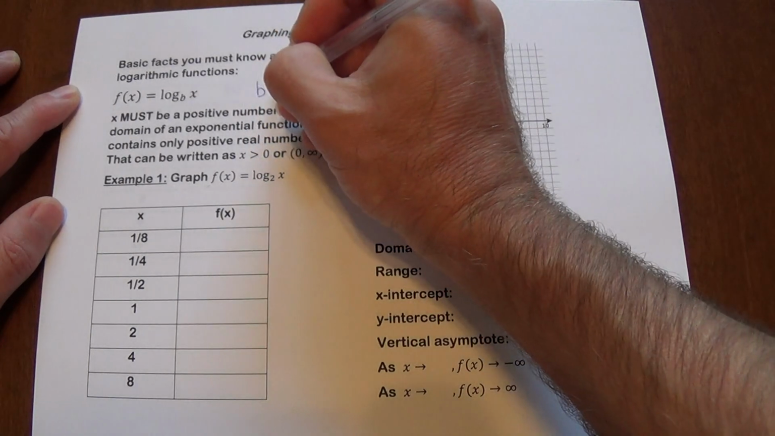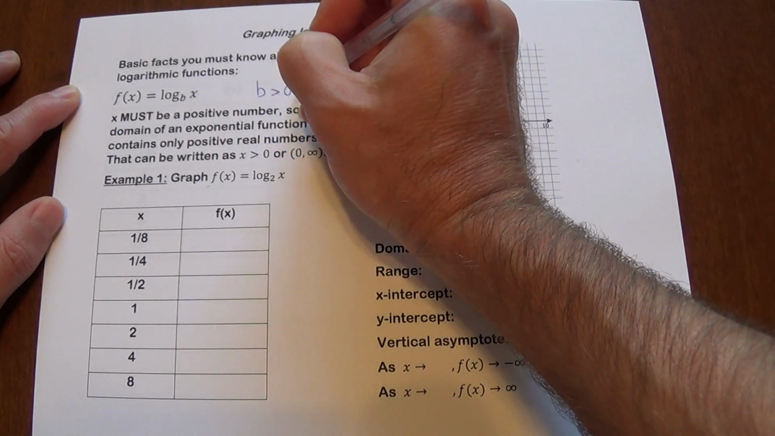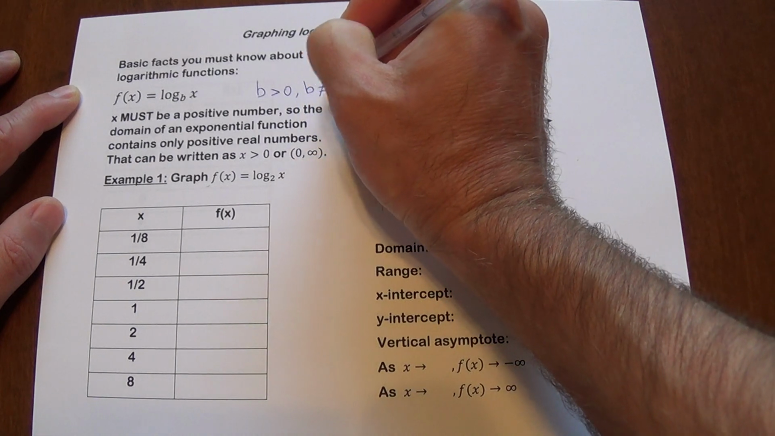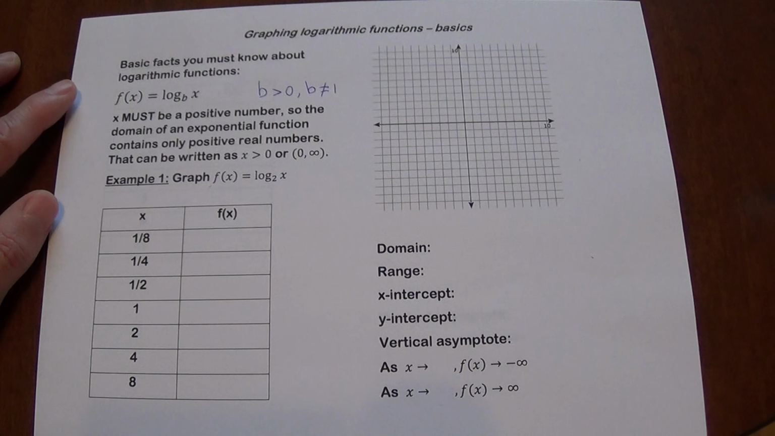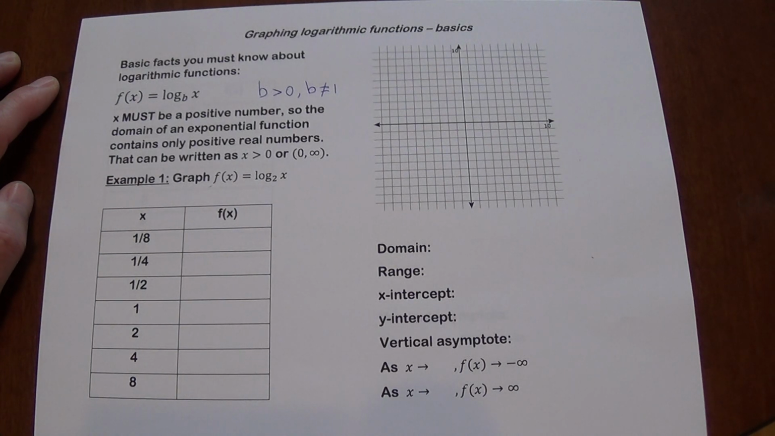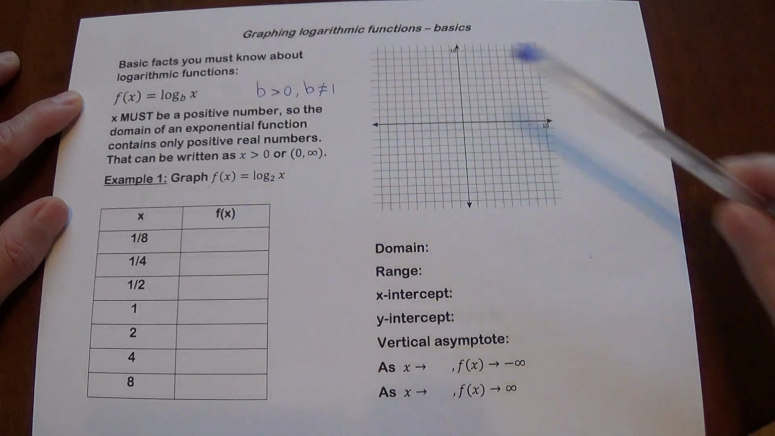We want to remember that we want b to be a positive number, that's the base, and we also don't want b to equal 1. Other than that, it can be any number. x must be a positive number. You cannot use negative numbers in logarithms. So the domain is only going to contain positive real numbers. So this can be written like this.